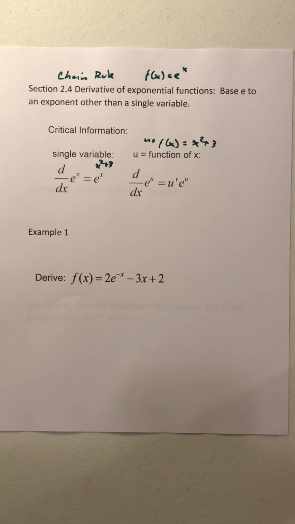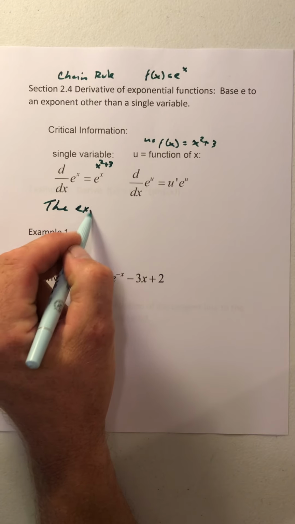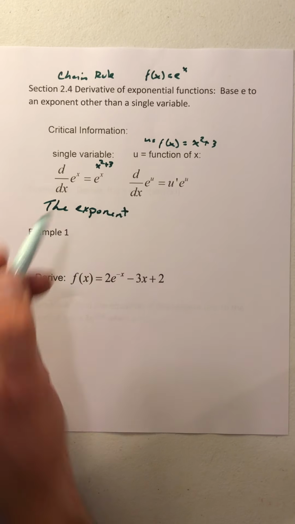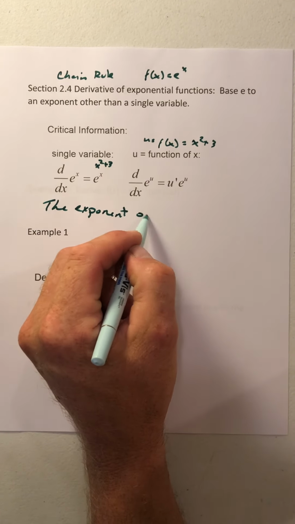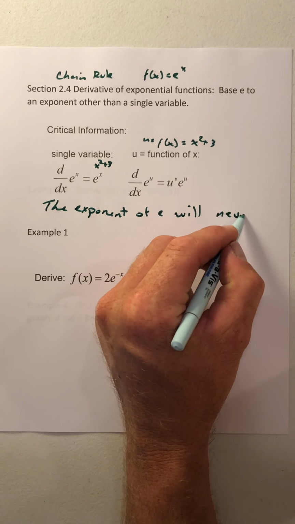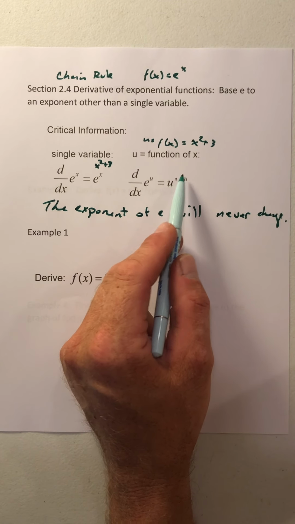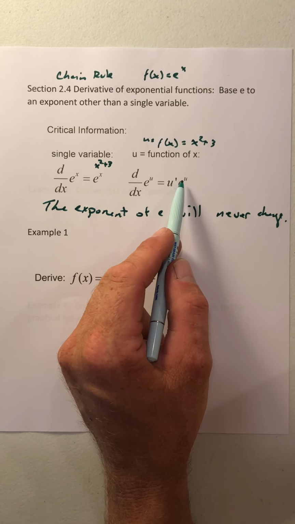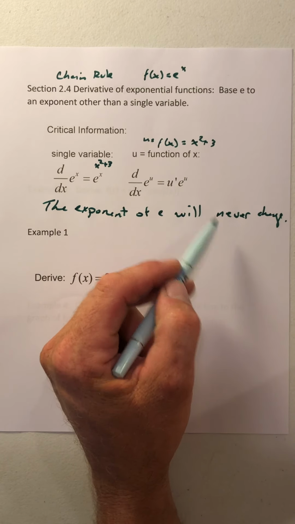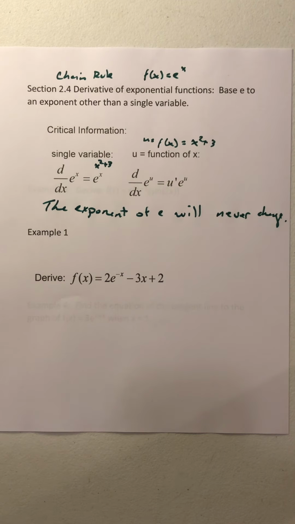One of the biggest things I want you to take away here is that the exponent of e will never change. I cannot say that enough. So if it's e to the x squared plus 3 in our problem, when we're looking for the derivative, in our derivative, that exponent will stay x squared plus 3. Doesn't matter what it is.